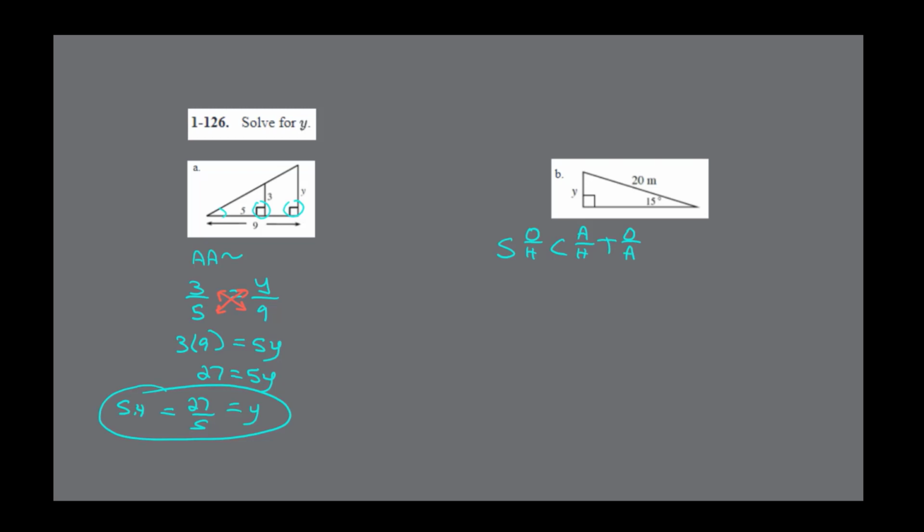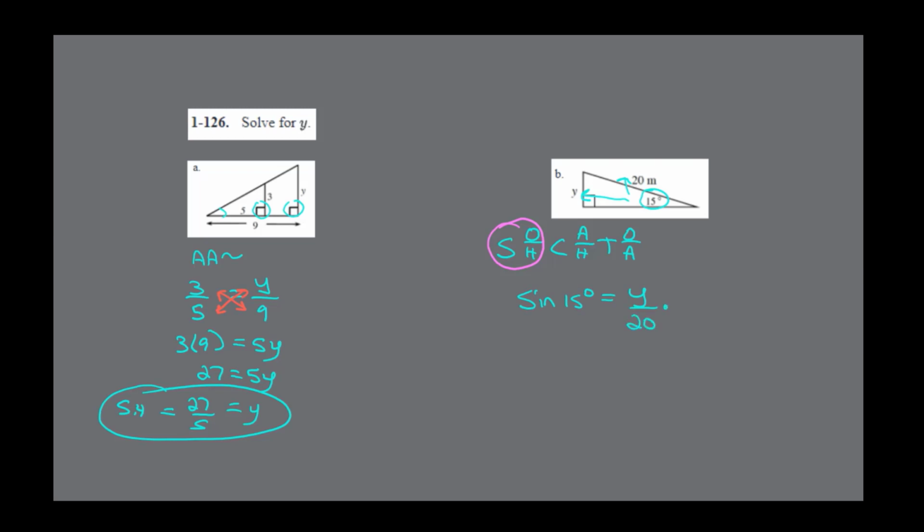So what I have to look at in this picture is, what do I have? Well, I have this angle measure. I have the opposite, and I have the hypotenuse. So I'm going to use sine. So that's the sine, which is opposite over hypotenuse. So I'm going to set that up. Sine of 15 degrees equals our y over 20.